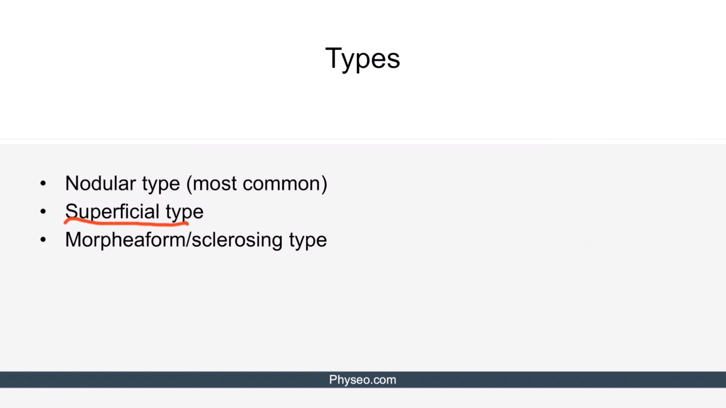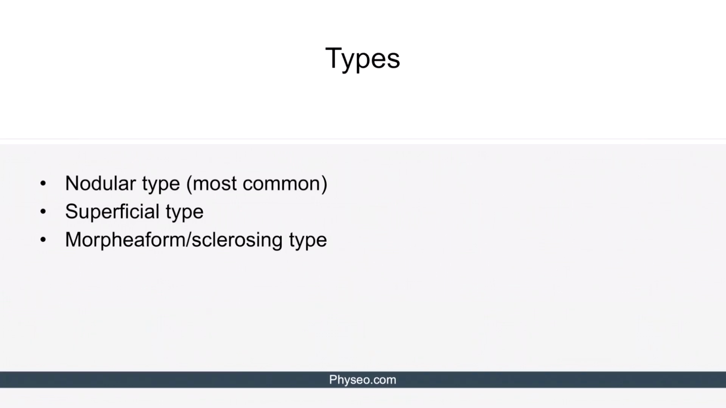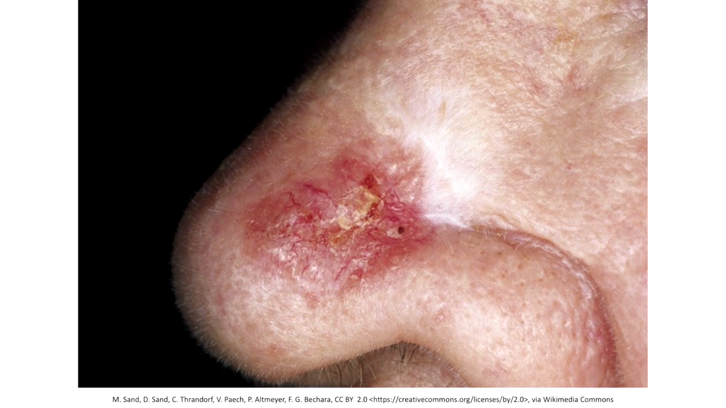The superficial type is the second most common type, affecting the trunk region, and it appears as a scaly macular lesion. Here we have a picture that shows a pink, scaly macular lesion, which is indicative of a superficial type basal cell carcinoma. Morpheaform, or sclerosing type, is relatively less common and usually appears atrophic with ill-defined borders. And here's a lesion with a crusty, scar-like appearance, which demonstrates the morpheaform type of basal cell carcinoma.